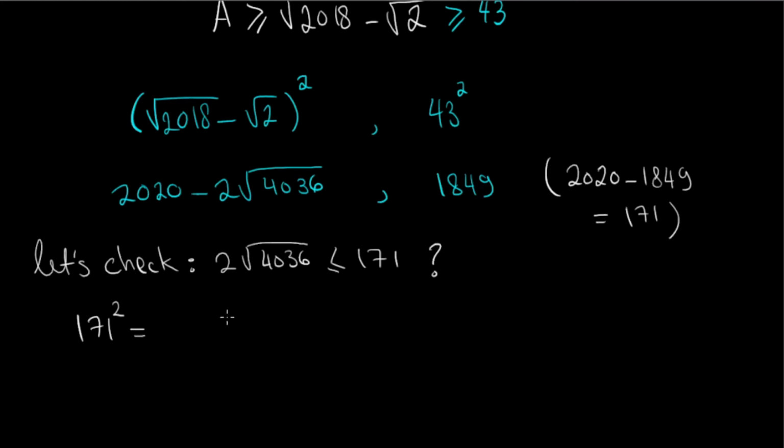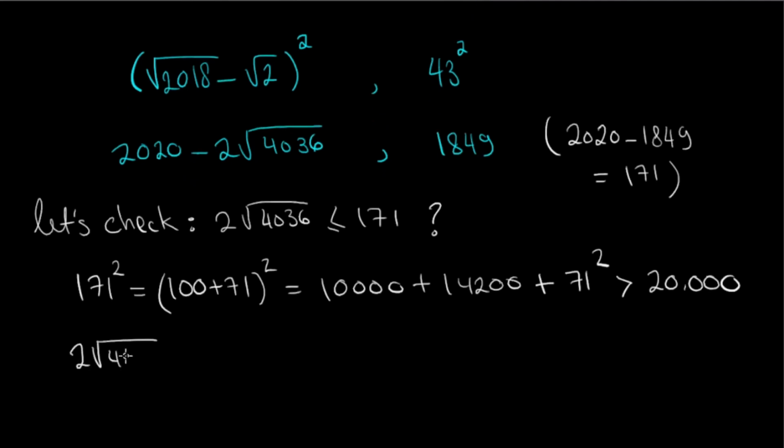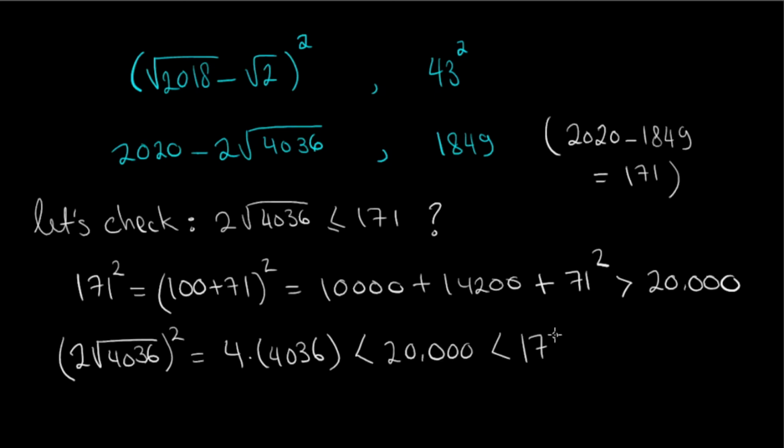This 171 squared, we just expand. This is just 100 plus 71 squared. This is 10,000 and then plus 14,200 and then plus 71 squared. This doesn't matter, but I know that this is bigger than 20,000. We don't need the exact value. You will see why, because this number, if it's squared, is just 4 times 4036. Now this won't reach 20,000, so it must be less than 20,000. So it is less than 171 squared.